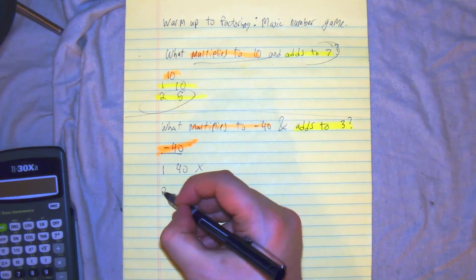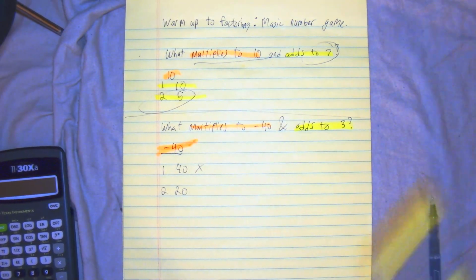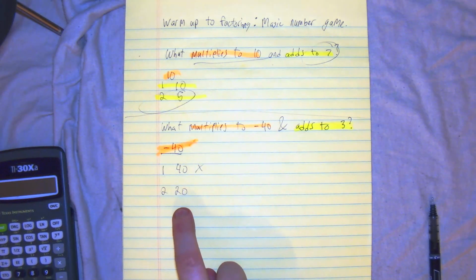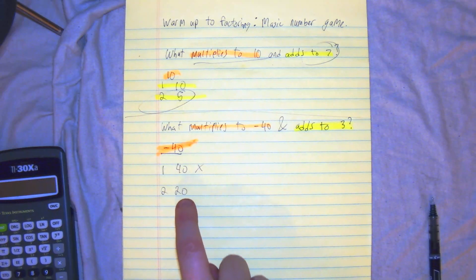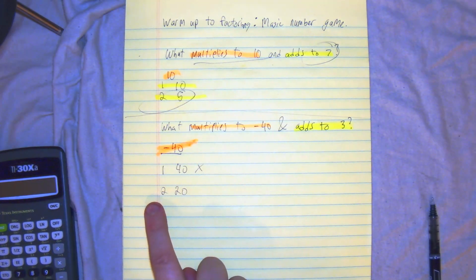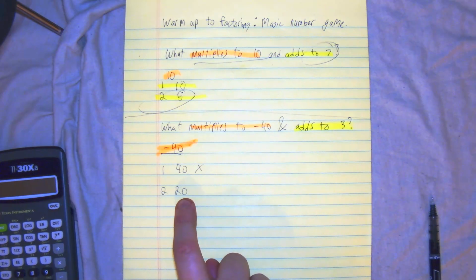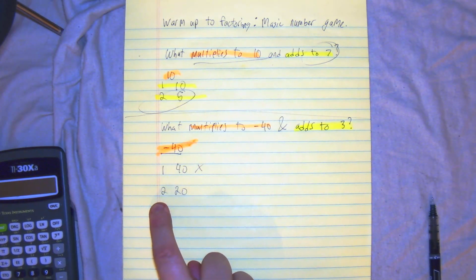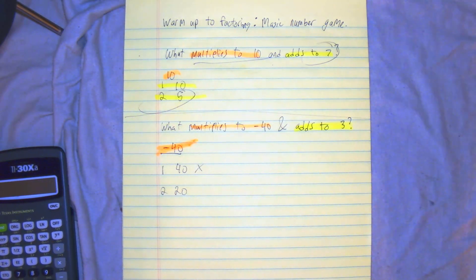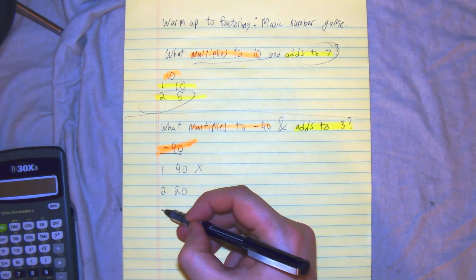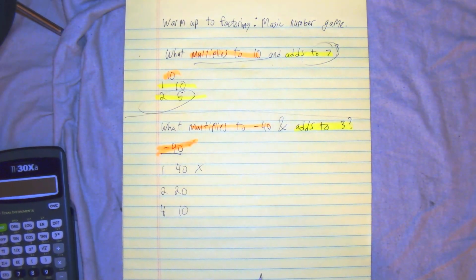Let's try the next one, 2 and 20. 2 times 20 is 40, but 20 minus 2 is 18, and then if you were to do negative 20 plus 2, still wouldn't work, so that doesn't add up to 3. Let's try 4 and 10. 4 times 10 is 40. It doesn't matter which one you make negative or positive, it still would not work.